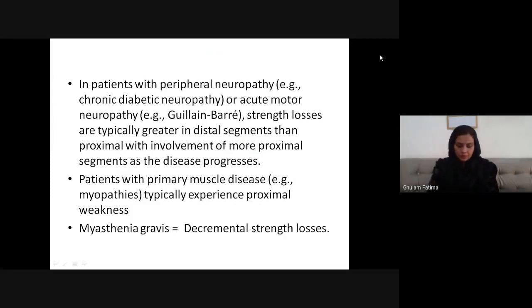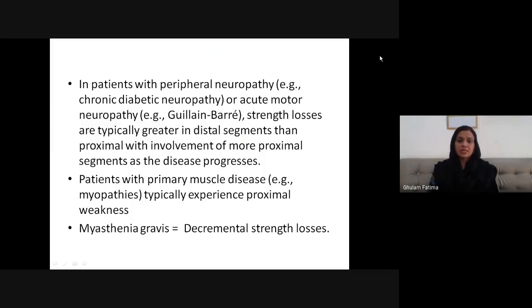As we just discussed, in upper motor neuron lesions the more prominent loss is in the distal extremities. Now, in peripheral neuropathy patients, like diabetic patients or Guillain-Barré syndrome patients, there is again more loss of strength in the distal extremity. But these two problems are progressive, and the proximal parts of the body will be involved progressively. The opposite end of the spectrum is primary muscle disease like myopathy, where proximal weakness is more common, and the shoulder and pelvic girdle are the main areas of the body that are affected.